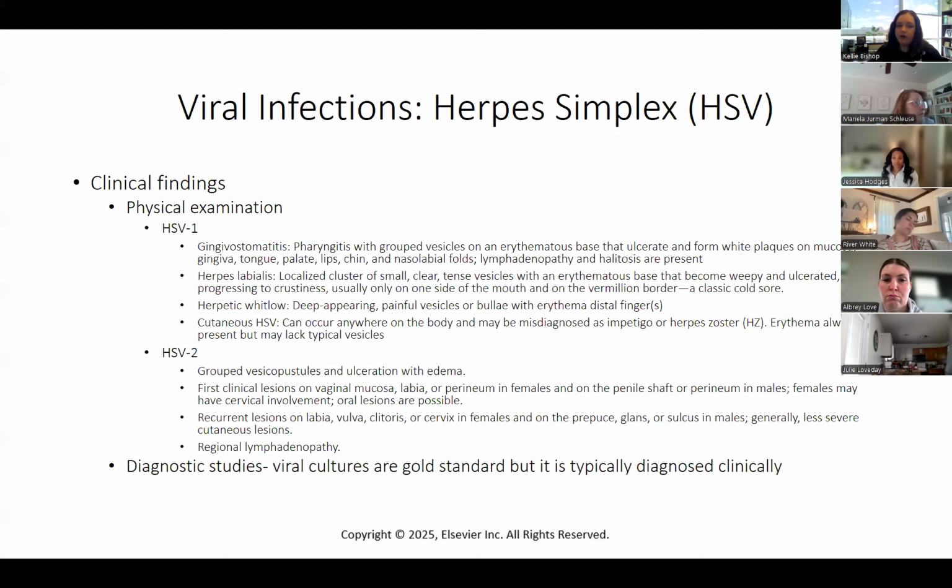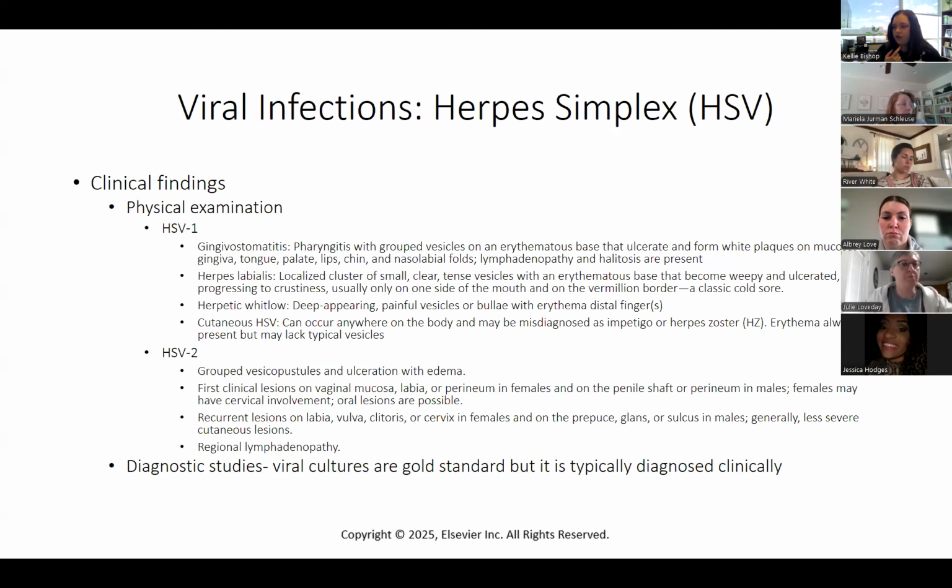So herpes simplex, we have HSV1, HSV2. HSV1 is more of the skin lesions, generally speaking, like the gingivostomatitis, the lesions in the mouth. Herpes labialis is the lesions around the mouth. Cold sores, the classic cold sores. Herpetic whitlows, these are on fingers, and they look like painful vesicles or bullae on the distal part of the finger. And a lot of times it's kids who suck on their fingers, they have the HSV in their mouth and then it gets on their finger.